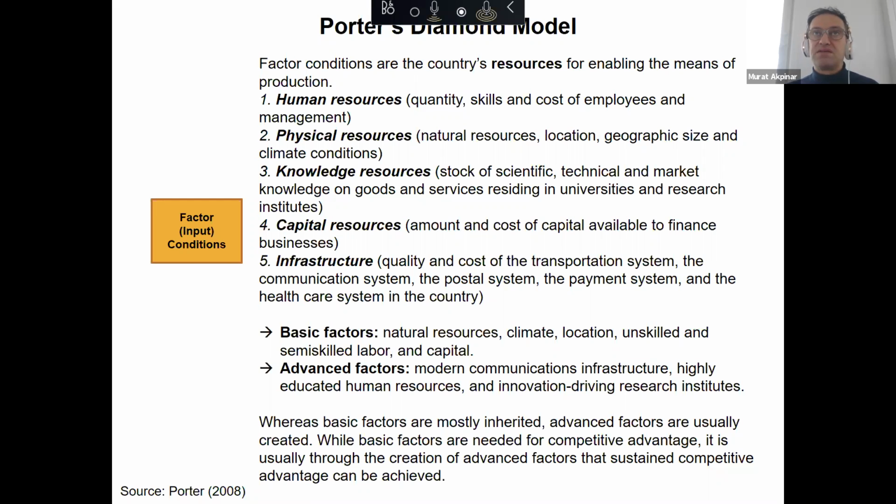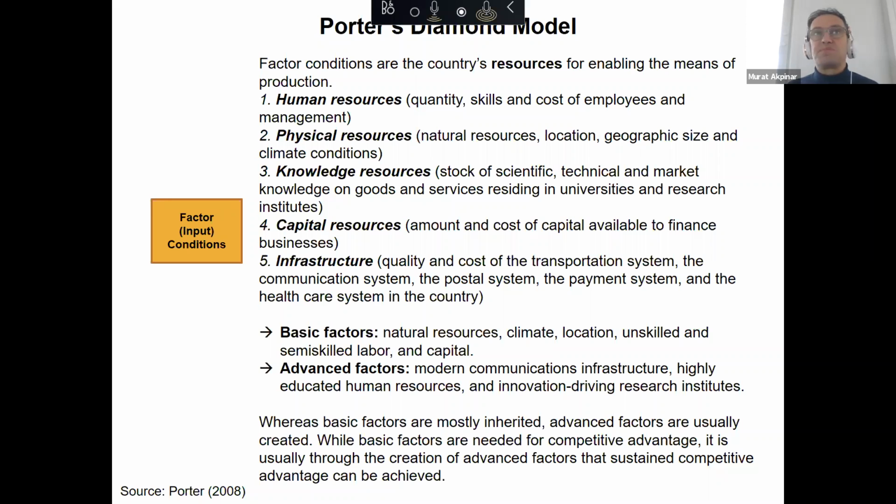Physical resources can also be considered basic factors. Examples are climate conditions. We mentioned climate conditions in the case of wine production. We compared France versus Finland in our last lecture. And of course, climate conditions matter very much for wine production. Finland cannot be a competitive location in this sector due to the unfavorable climate conditions, but this is not something that we can change. We cannot change the climate of Finland.